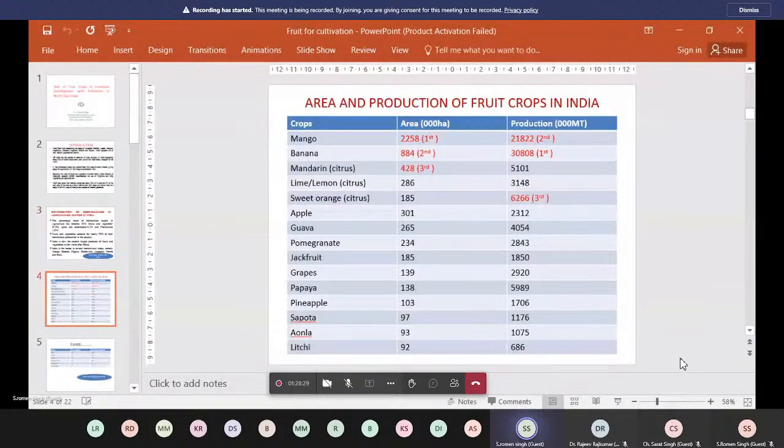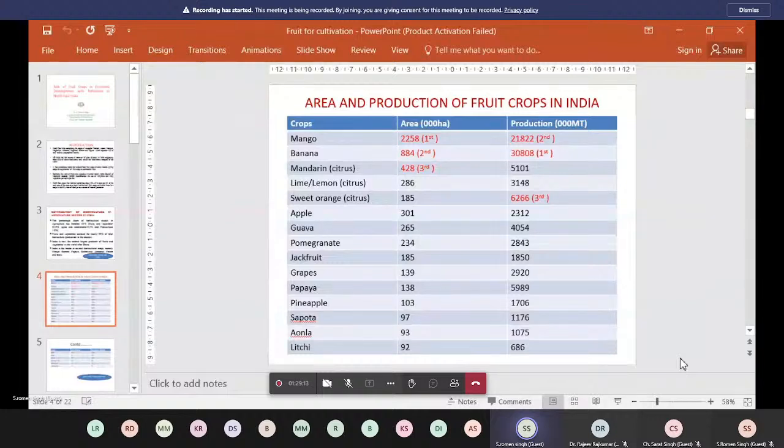So let's see the share of area and production of the major fruit crops in India. At present, mango is leading in India, followed by banana and citrus. Also mandarin, which we call Kamla or Komla. These are the leading crops in area in India. In production, banana is leading, followed by mango and sweet orange. These are first, second, and third in production contribution in India. There are different crops like apple, guava, pomegranate, jackfruit, grape, papaya, pineapple, sapota, amla, and lychee. These are some of the major crops grown in India.